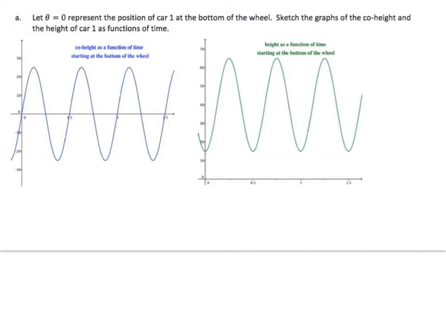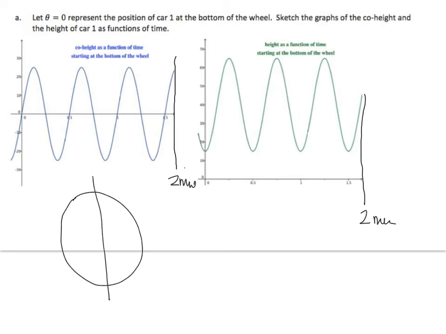So right here, we are at 2 minutes. And if we look at our Ferris wheel, we're at the ground. We're starting with car 1 right there. So we're going 2 times around in 2 minutes. That's correct, right? The Ferris wheel completes 2 full turns per minute. So I'm going to draw that line.